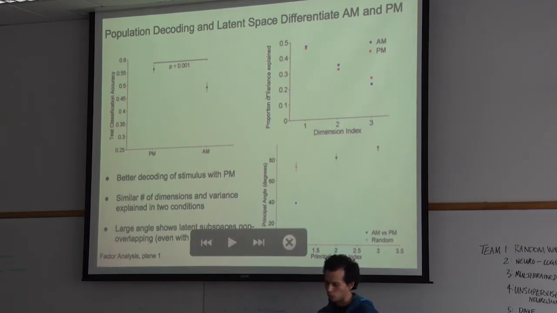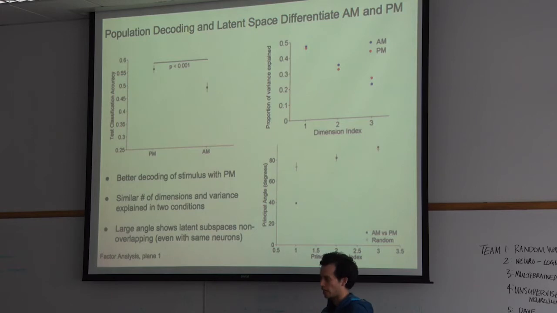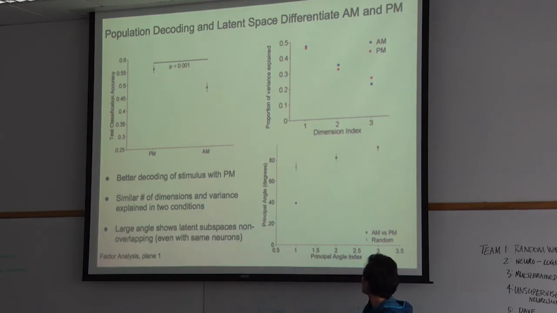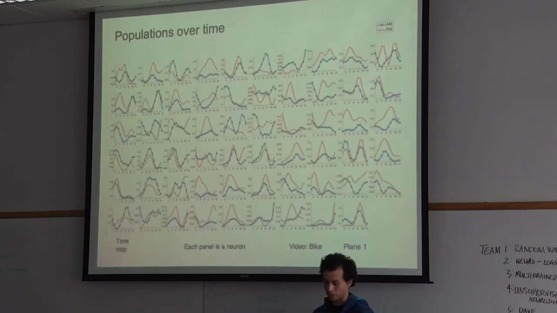We also fitted a factor model and looked at the dimensionality for a subspace of three. We looked at the angles between these two subspaces: one subspace fitted to AM and another to PM. When we looked at the principal angles, we do see a difference in the first principal angle between AM and PM. That was very interesting to us, as it indicates that these two subspaces are actually very different, and it's something that we can only see at the population level. It's very hard to track, as we have seen, at the individual level.